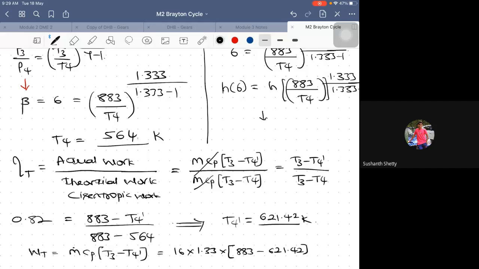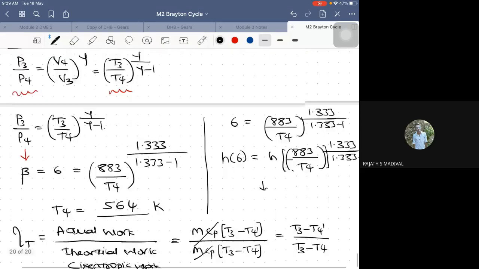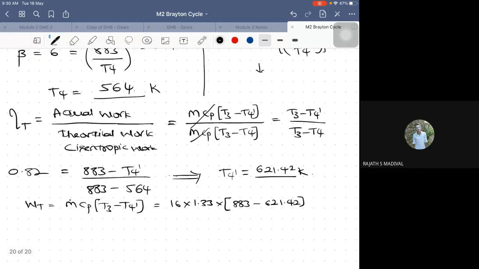621.42. Now just check the units again. Cp is 1.11 for expansion, but you have taken 1.33 for 3 to 4. Here also it should be 1.11, no? Yes or no? Oh, that is gamma. Gamma is how much? Gamma is 1.33. Correct.